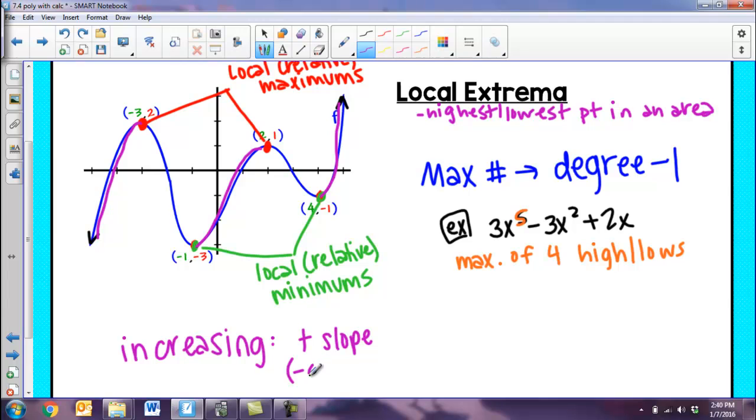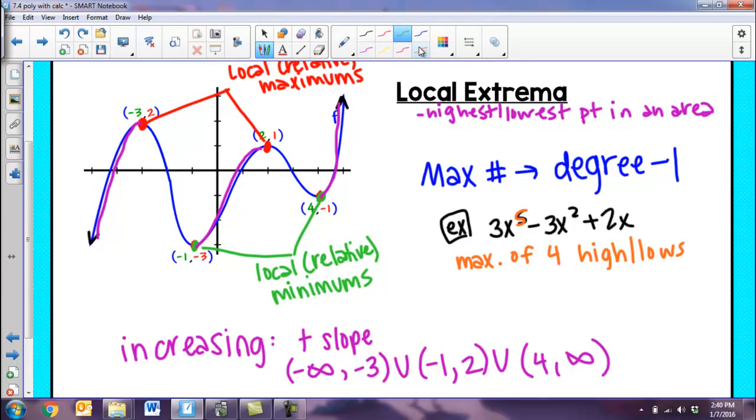We're going to say that my graph was going up from -infinity to the x value of -3. Then it stopped going up and went down some, and then we started up again at -1 up to 2. And then finally the last part that it's increasing is going to be from 4 on to infinity. So these are all the parts of my graph that are just going up. They look like they are increasing. And then decreasing works the same way. You're thinking about if you had a negative slope.